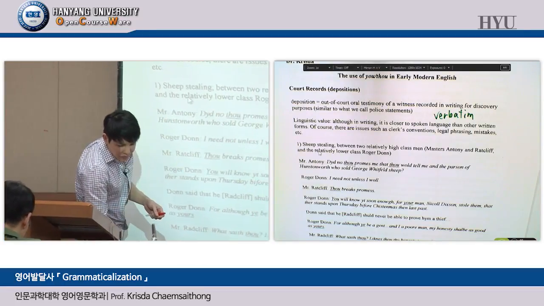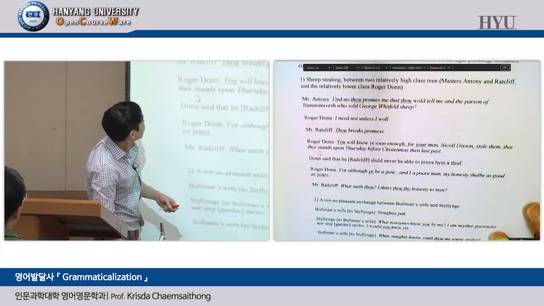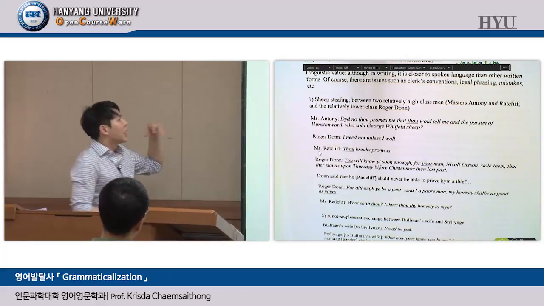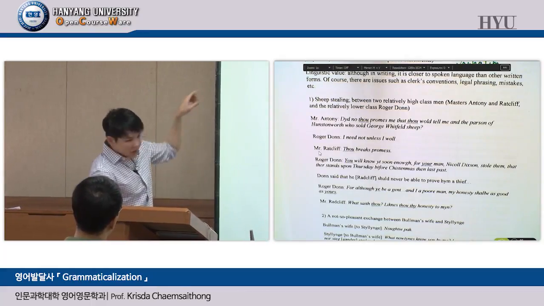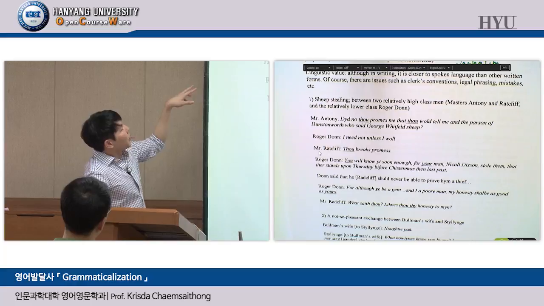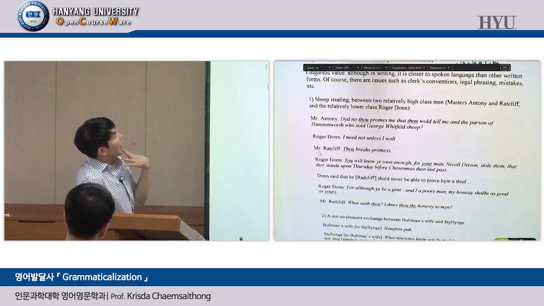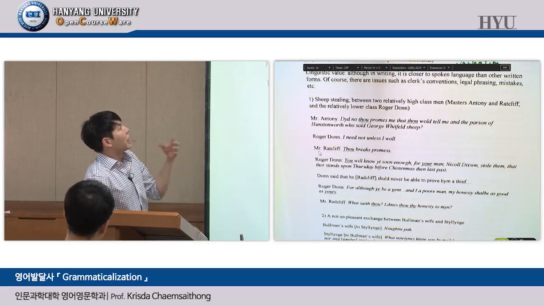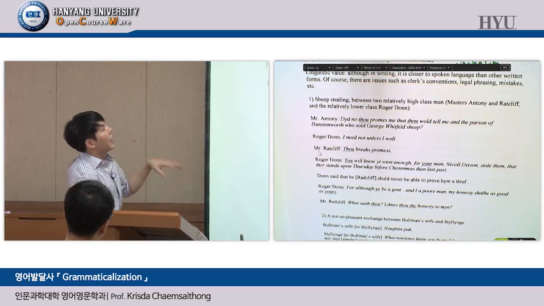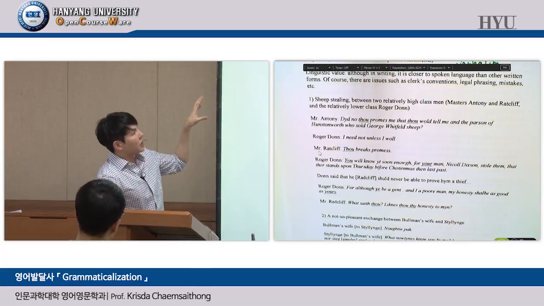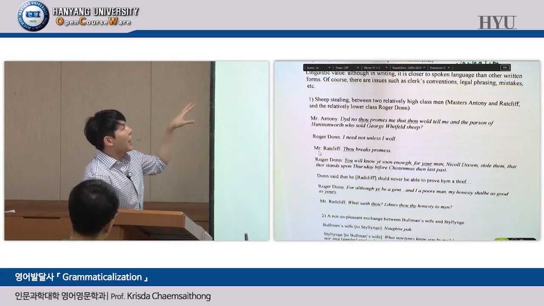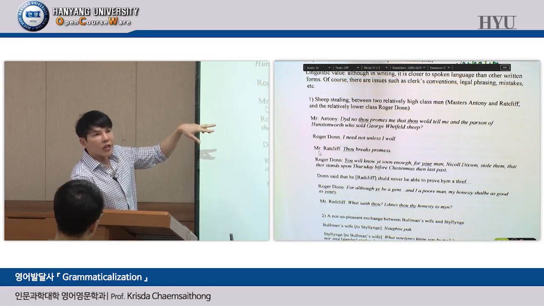Now, there are maybe 7 or 8 examples, so I'll go over perhaps 5 or 6 since we don't have a lot of time. In number 1, what do you have? Number 1 is a deposition that has to do with sheep stealing. So someone stole a sheep from someone else, and it's a conversation between 2 relatively high-class men and 1 low-class slave by the name of Roger Don.